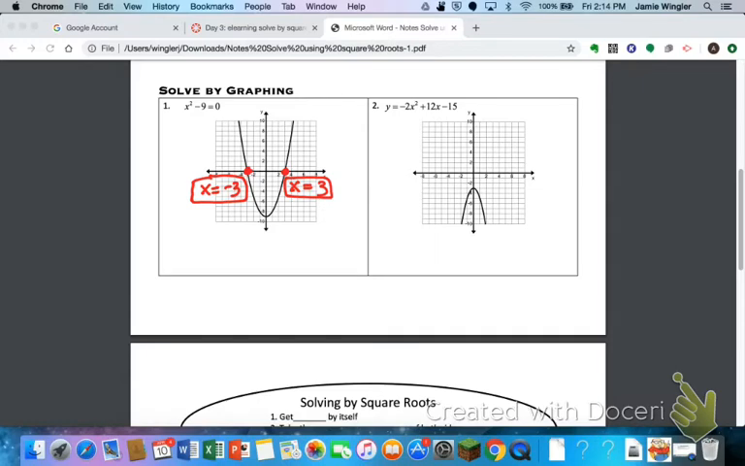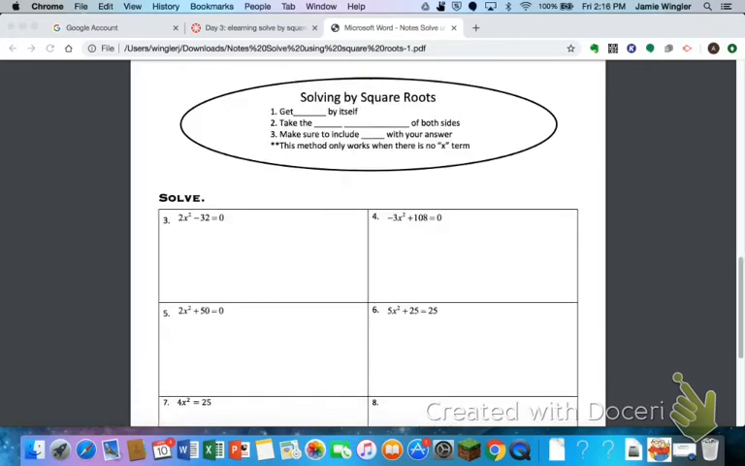In example 2, the x-axis is right here, and this graph does not cross the x-axis, so you would say that we have no solution. We have no x-intercepts, we have no roots, because the parabola itself, which is down here, does not cross the x-axis. So remember, when the directions say solve by graphing, all you have to do is look to see where your parabola touches the x-axis and write down those numbers.